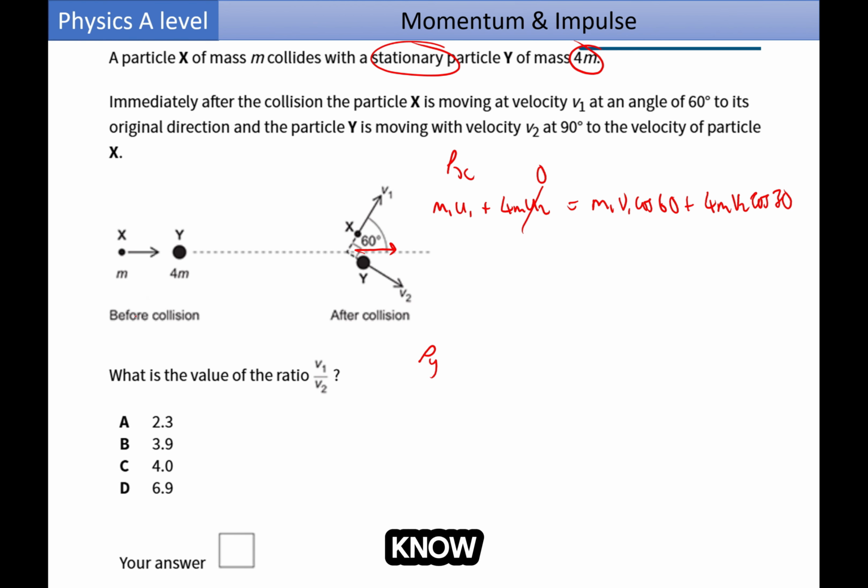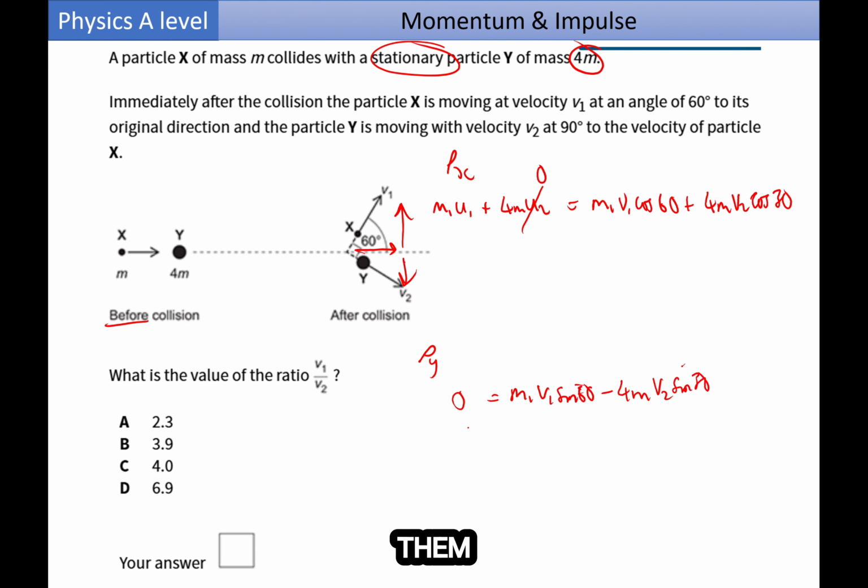Before the collision, we know there's no y component, so the momentum before is 0, and that should be equal to the momentum after collision. So afterwards, we'll do the y directions now, and we can see they're both opposite, so they're going to be minus from each other. So let's do m1 v1 sine of 60 minus m2 v2 sine of 30.